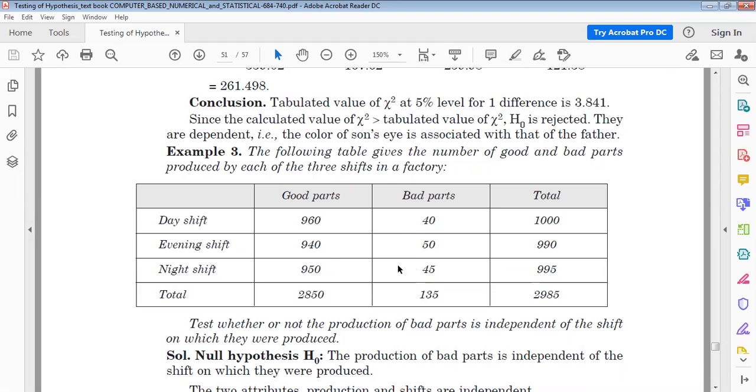1, 2, 3 rows and 2 columns. The following table gives the number of good and bad parts of the product produced by the 3 shifts in a factory: day shift, evening shift, night shift. Good parts, bad parts. Totals are given: a row total for each of the three rows, and a total for the first and second columns. That means the bad part total and the good part total. Grand total 2985. If we take this total sum, or this two sum, it gives 2985.